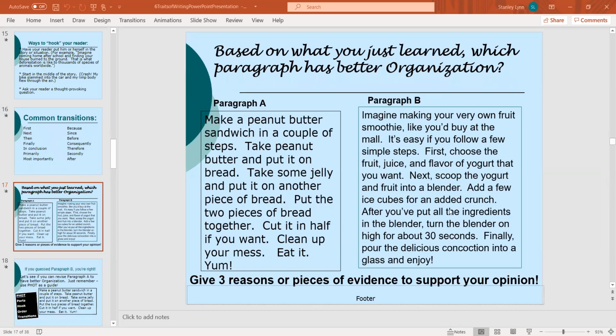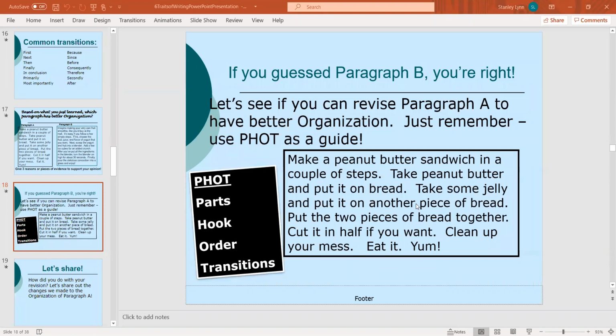You will also have paragraphs based on organization. You will choose the one that you think is better organized, and you will give 3 reasons or pieces of evidence to support your opinion of why you chose that paragraph. Okay?